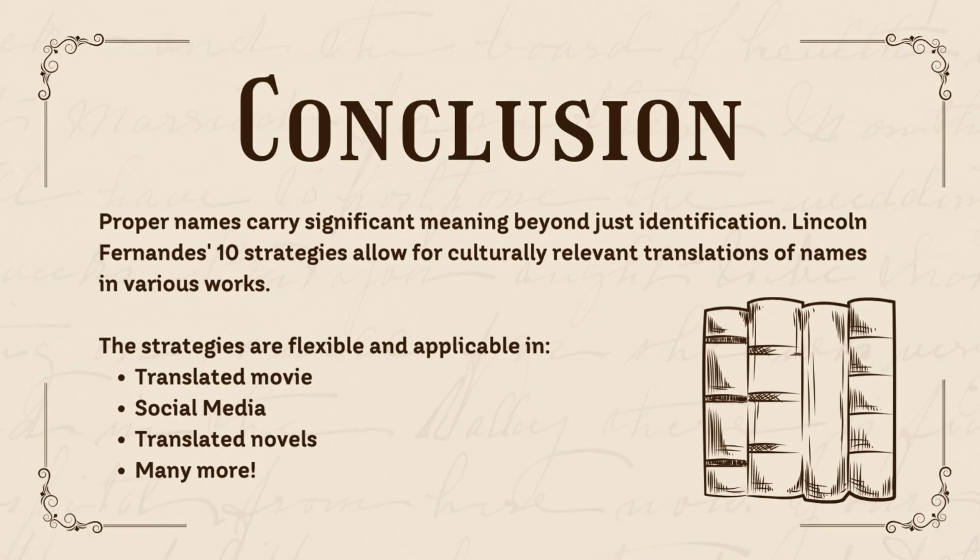In conclusion, proper names do more than identify characters. They carry meaning, emotion, and cultural relevance. Lincoln Fernandez's 10 strategies provide a framework for making sure these names work in the target culture while maintaining their original essence. Whether in translated movies, social media, fantasy novels, fan fiction, translated works, and many more, these strategies are widely applicable and crucial for accurate, relatable translations of proper names.